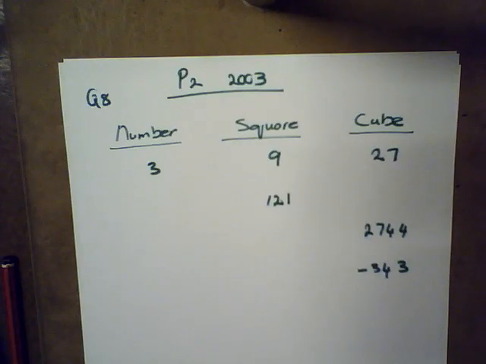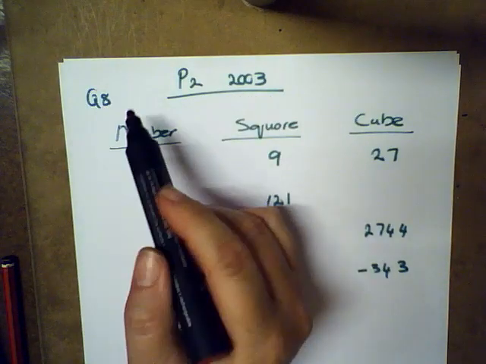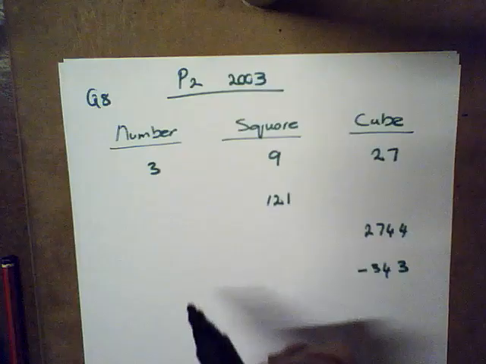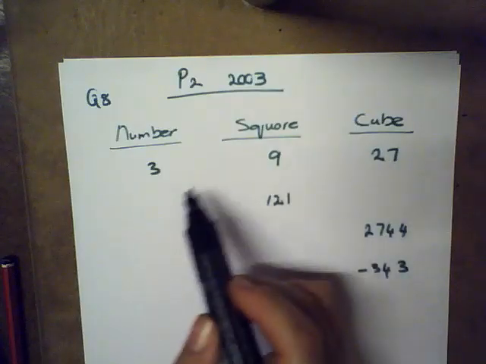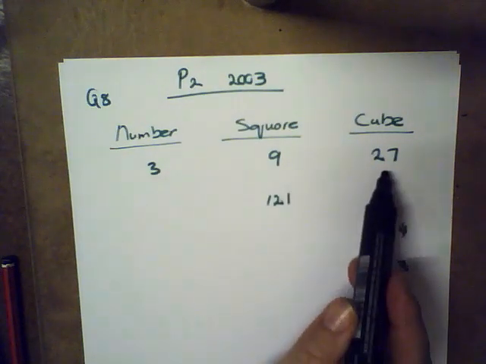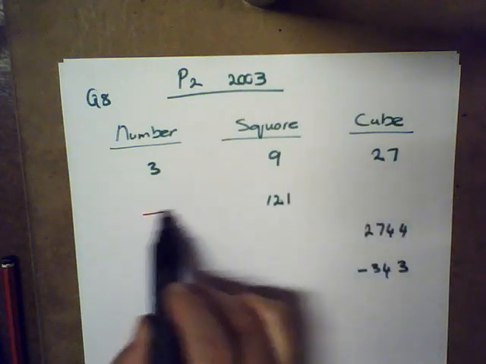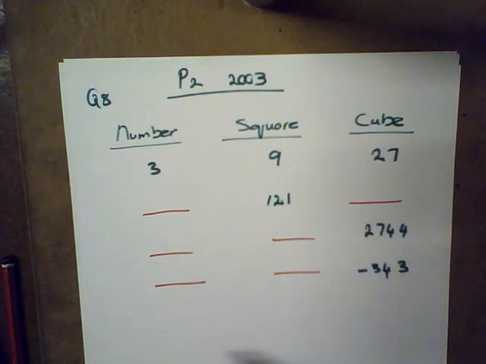Well, good day. We are going to continue with paper 2, 2003, and we are busy with question 8. I'm given these numbers, square, cube. The number is 3, the square of 3 is 9, and the cube of 3 would give me 27. Now I'm asked to find these other values.